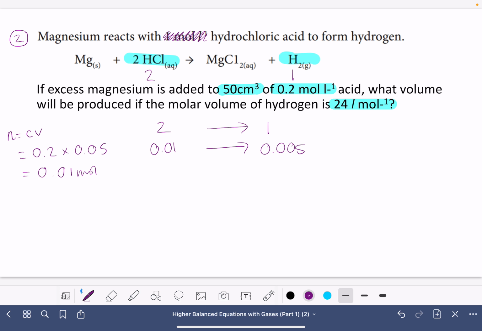Now that I know how many moles I've got, I want to work out the volume, and I do that by volume is the number of moles multiplied by the molar volume. So number of moles is 0.005, and the molar volume, according to the question, is 24. So the answer is going to be 0.12 litres, or 120 centimetres cubed.